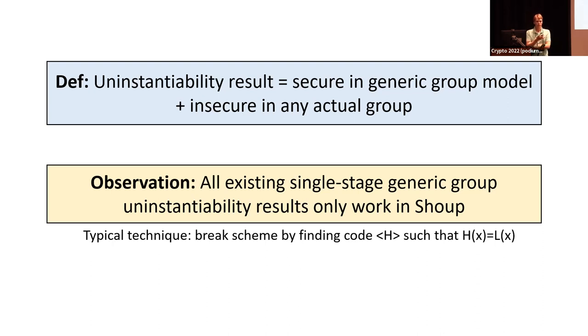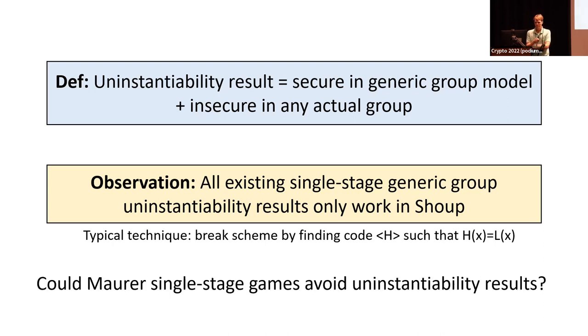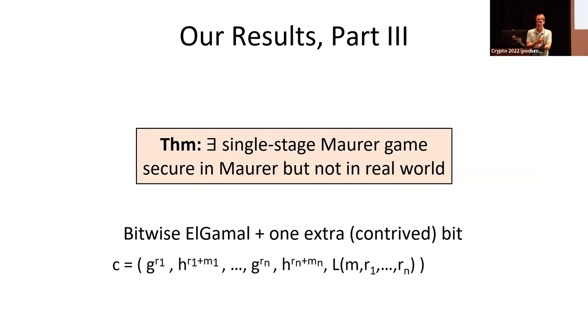The game requires Shoup's model to operate because it actually uses the labeling function itself. So this might lead you to think that maybe Maurer's model can avoid these uninstantiability results, and we show no, it can't. And our example is actually very simple.